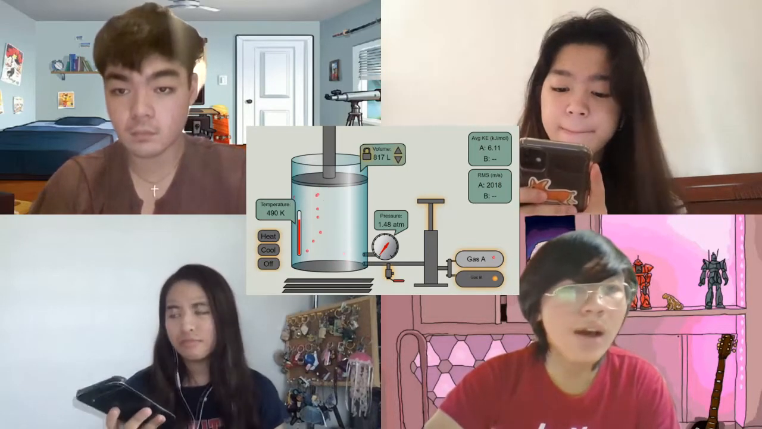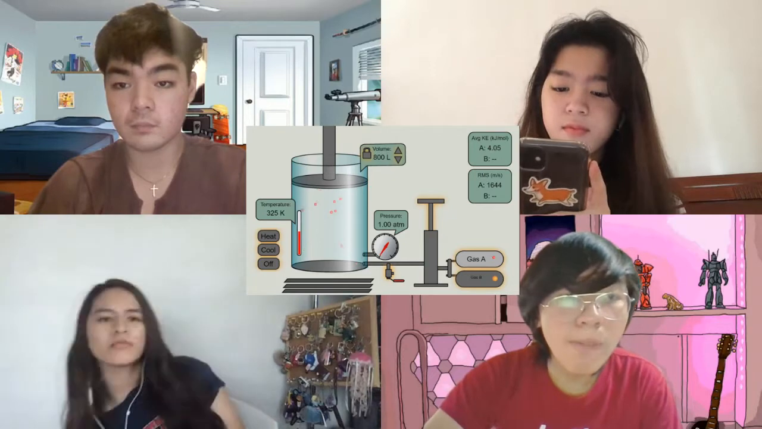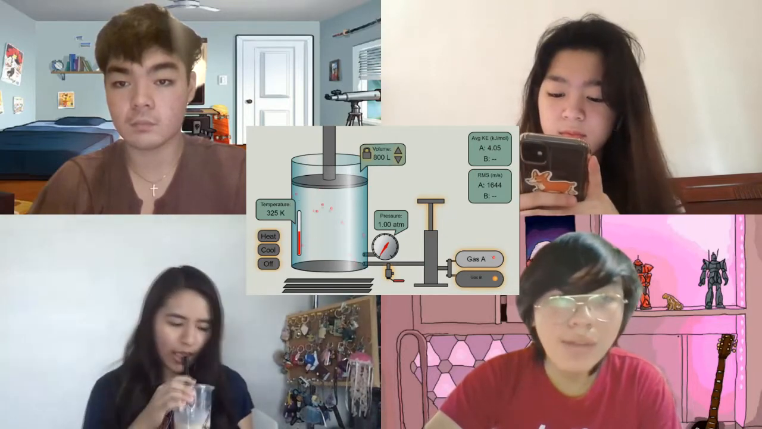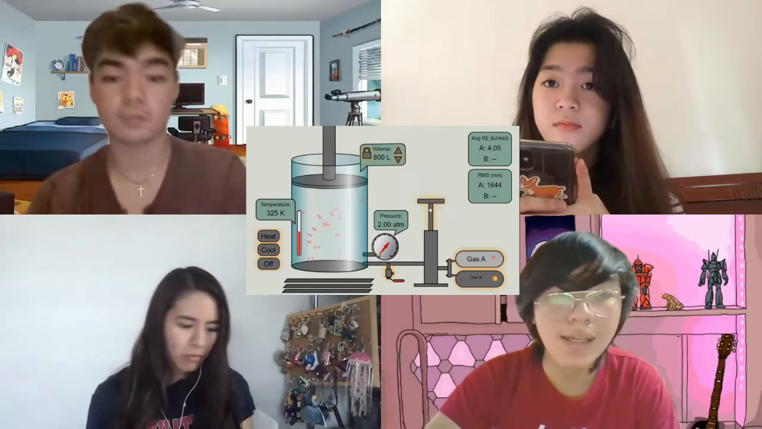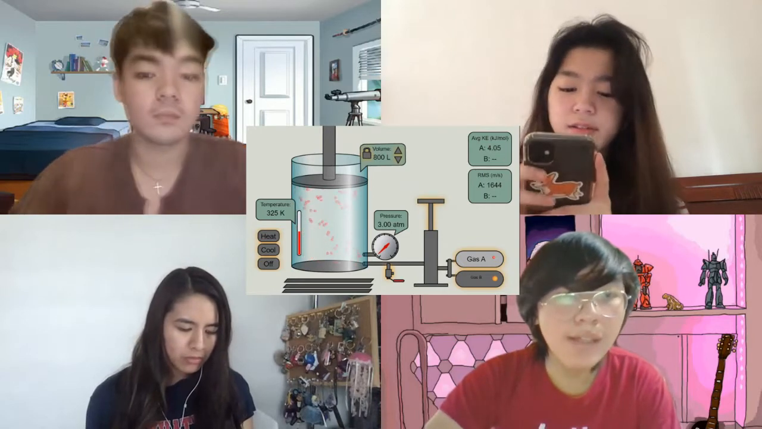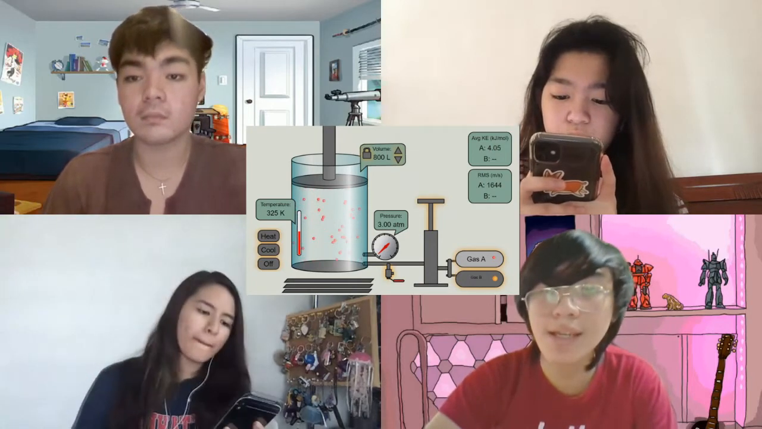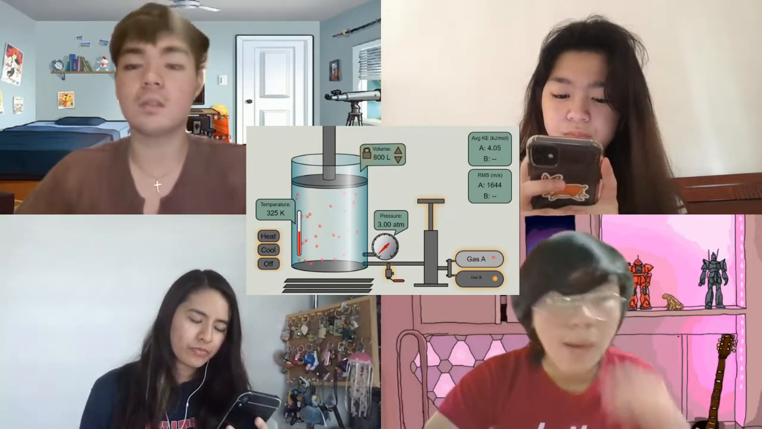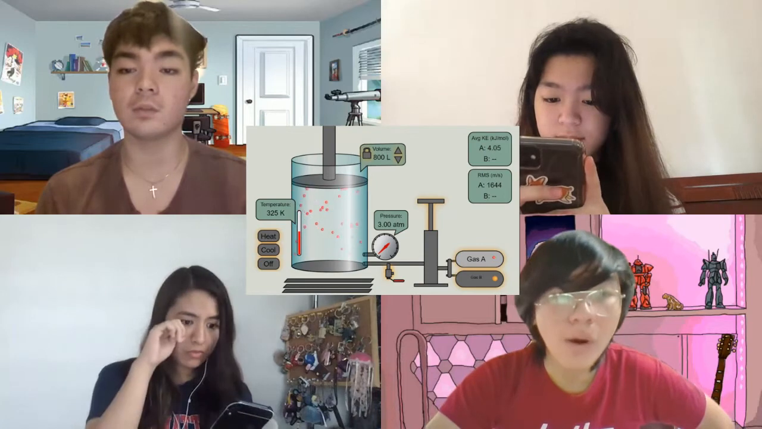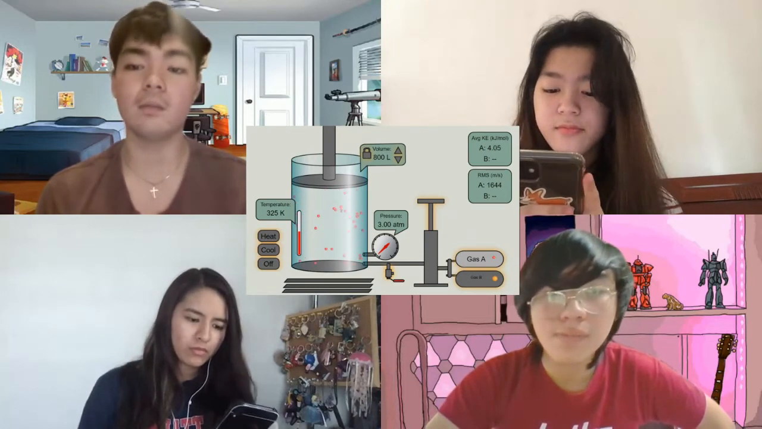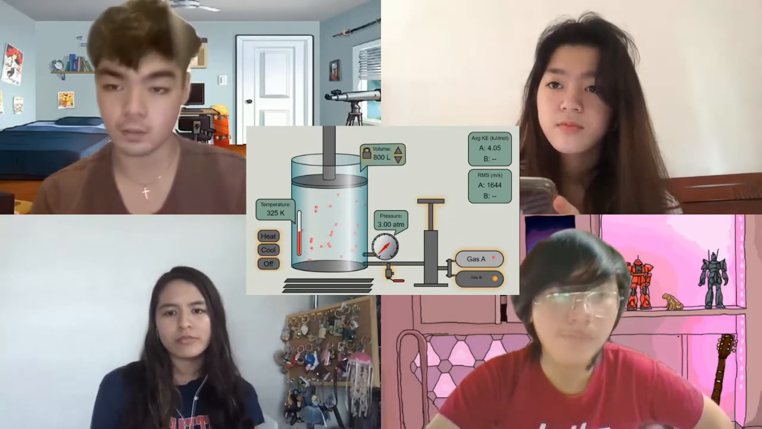Next, refresh ulit and lock the volume. Use the pump to add more gas A to the container. Next is, what effect does adding more gas particles have on pressure? Ano nangyari, RJ, sa pressure nung nagdagdag ka ng gas A? Nag-increase yung pressure. So, may direct relationship yung particles and pressure. Okay.